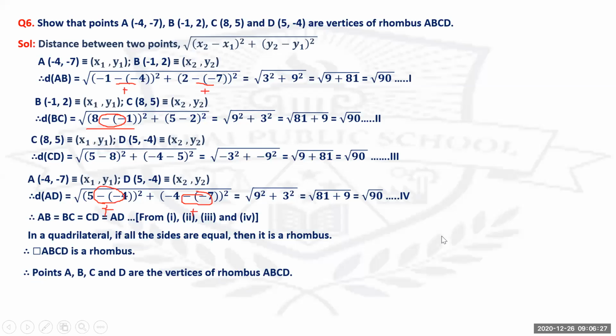So you all can remove the screenshot of this, so that we'll move ahead to the next question.